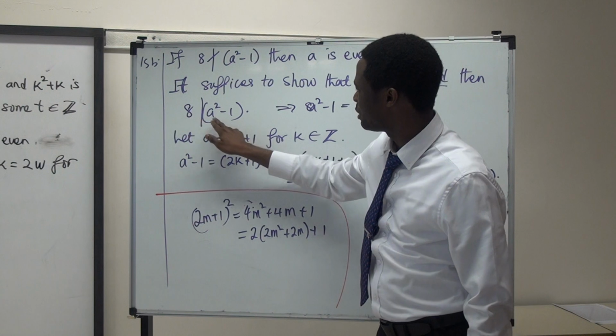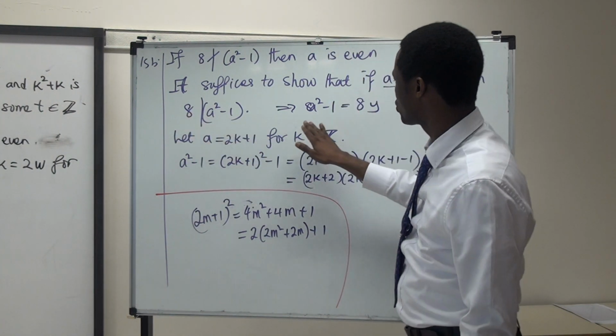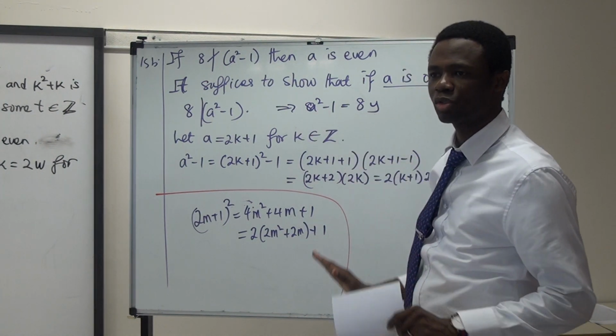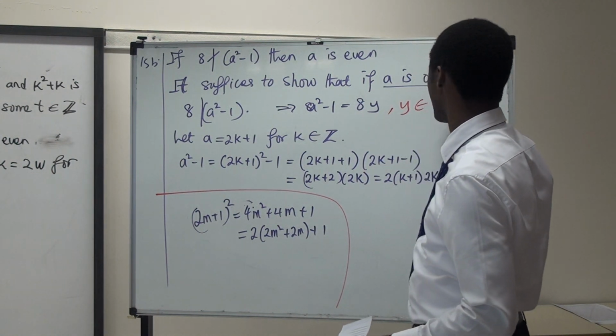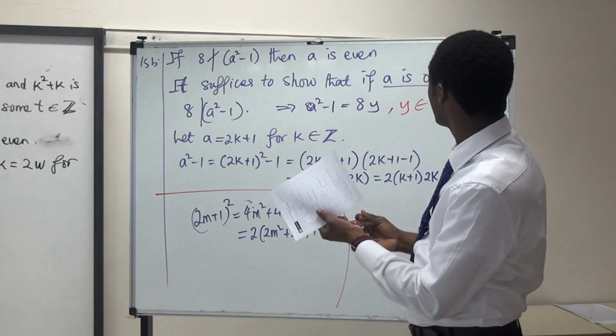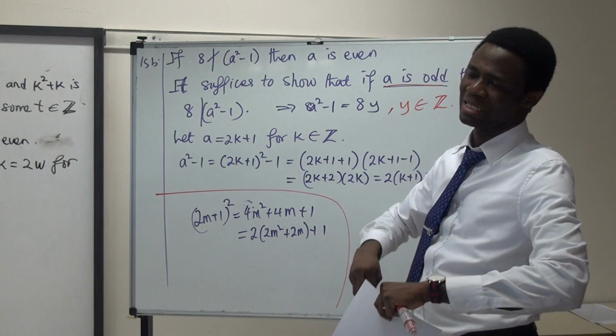And the meaning of 8 divides this is that this is a multiple of 8. So if you are able to express this a squared minus 1 in this form, for some y in Z, where y is any integer, you are good to go. Okay? So again, we start with the hypothesis. Now this is your new hypothesis, or should I say antecedent?